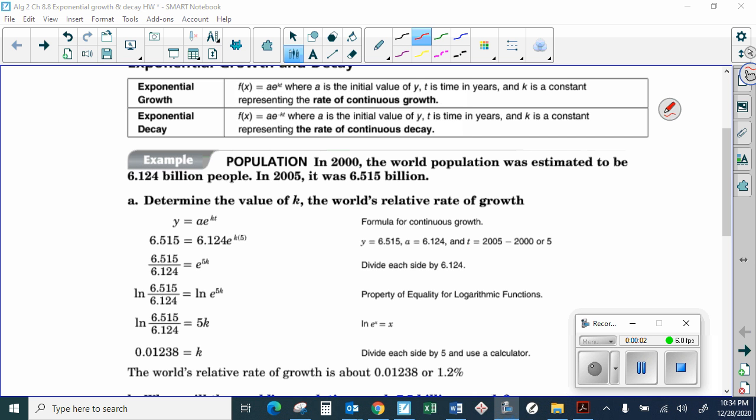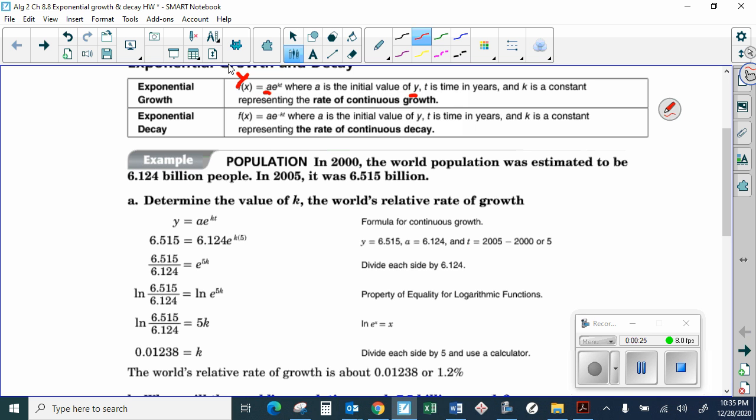Okay, students, we're going to talk about exponential growth and decay. We see exponential growth and decay functions. F of x, that's function notation, and they're letting you know the f of x is the same as the y right here. Where a is the initial value, so whatever's here is always the initial value. That means when x is 0.